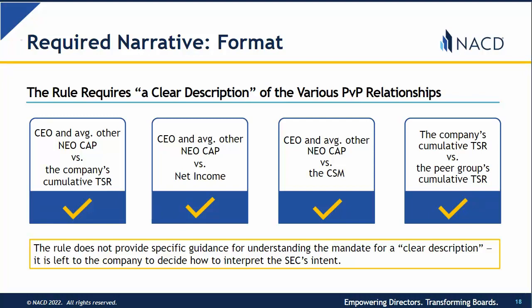And it's interesting as you go through all of these slides and talk about the complexities of calculating CAP, the last part of the rule states that the disclosure must include a "clear description" of the various pay versus performance relationships in these buckets that we've been talking about. So CEO and average other NEO compensation actually paid versus company cumulative TSR, versus the company net income, versus the company-selected measure, and then the company's cumulative TSR versus the peer group's cumulative TSR. So to tell that story can be pretty complicated. And because the rule doesn't prescribe the way in which companies need to do this, it's really up to each company to decide how they want to present the content, either using words or visuals or even a combination of both.